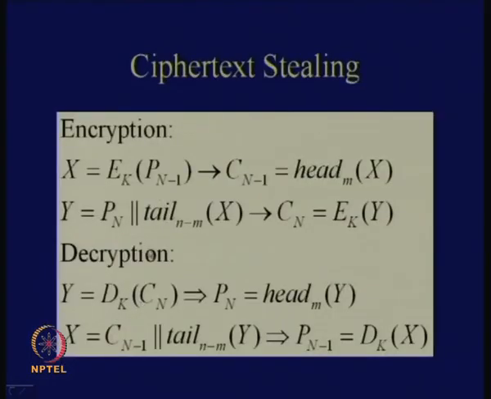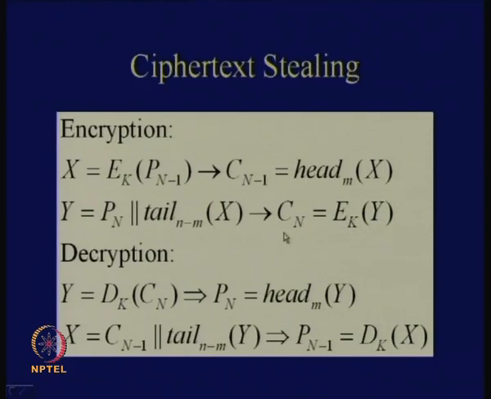So how does the decryption work? I have just sketched how decryption works. You take Cn. In this particular formalism, I have not considered the final swap. You take x and you apply EK over Pn minus 1 and you obtain x. Cn minus 1 is the first m bits of x. And how do you form y? You concatenate Pn, which has m bits, with the tail, that is n minus m bits of x. And then you apply your EK function and you obtain Cn.